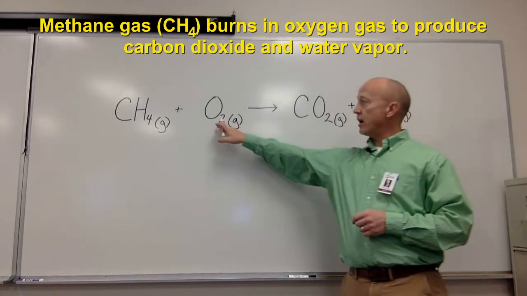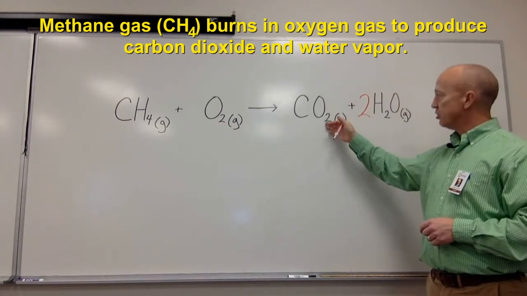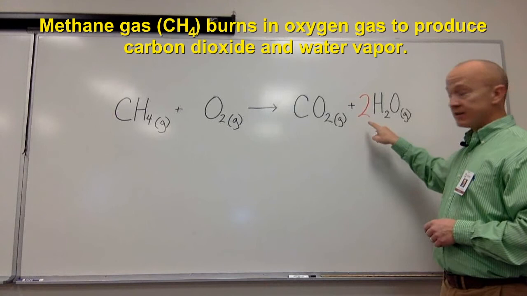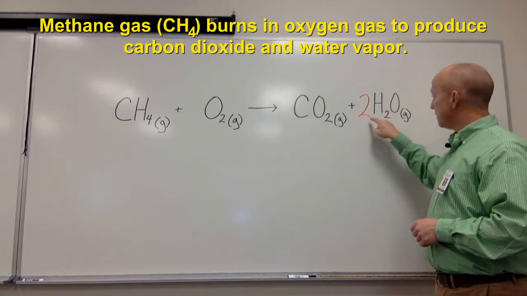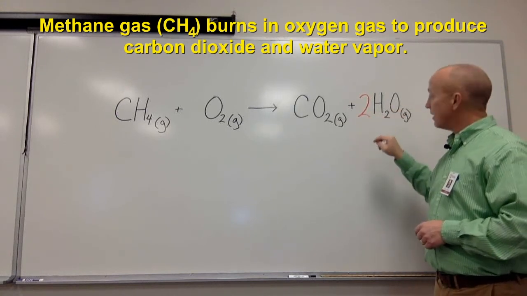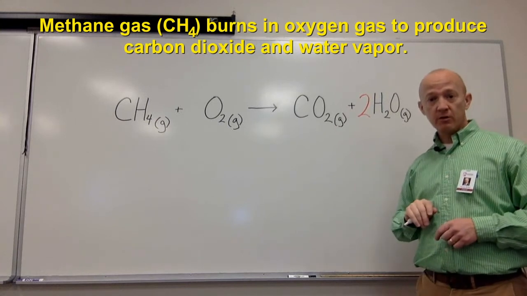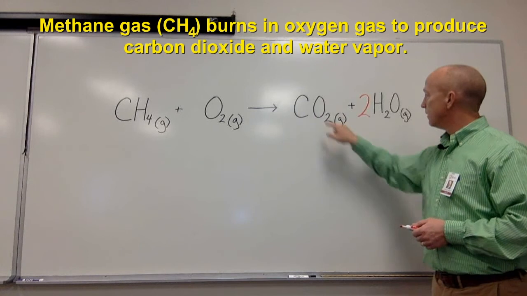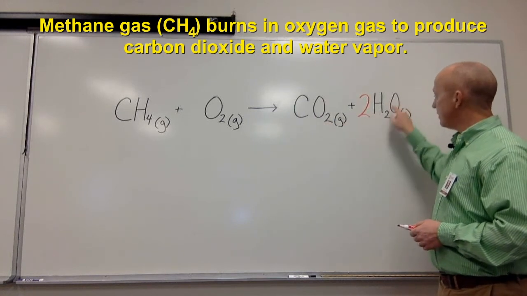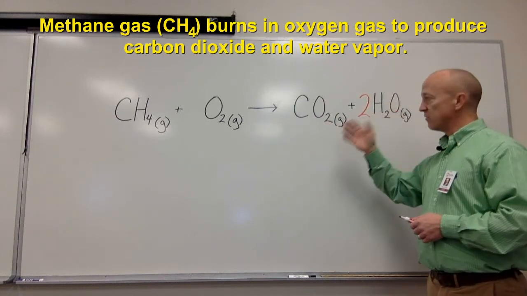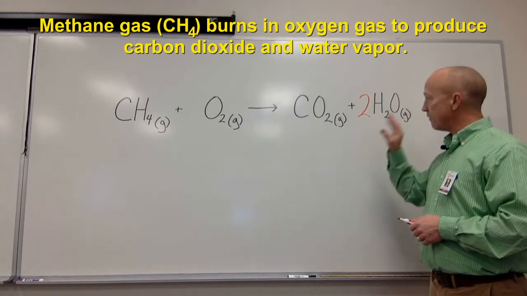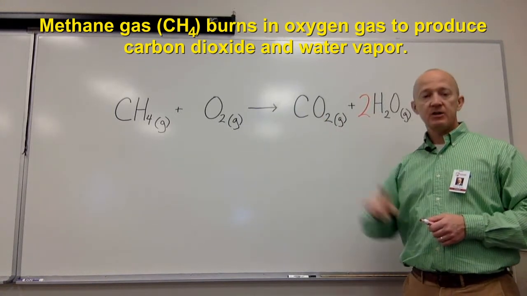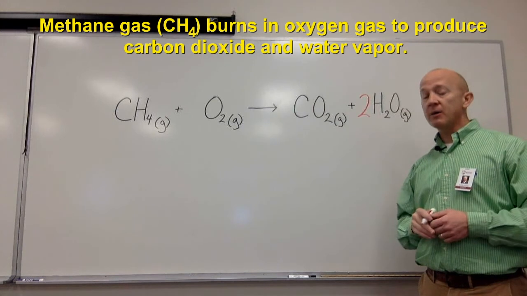I have 2 oxygens on the left side, and with the 2 in carbon dioxide, as well as the 2 in my 2 water molecules, I have 4 total on the right side. Do you see that? 2 here and 2 here. 2 and 2 give me 4. So if I have 4 on the right side and 2 on the left side, how can I balance those?